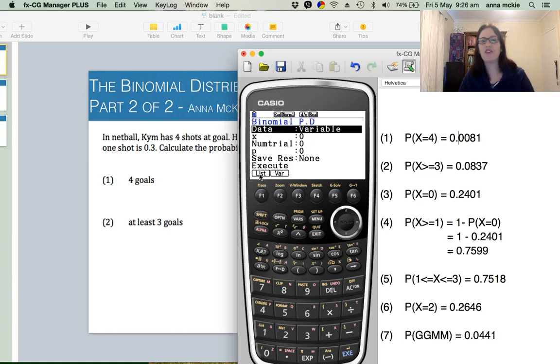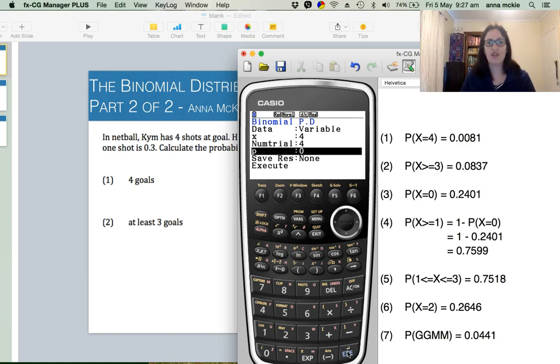Here we go. So if mine had a list there, we're not using a list, we're using variables, we're putting them in. So here's the order, X, N and P. Our X is we want 4 goals. Our N is 4 trials, and our P is 0.3. And enter, and the calculator gives us the same. So that's how you use 2 modes.